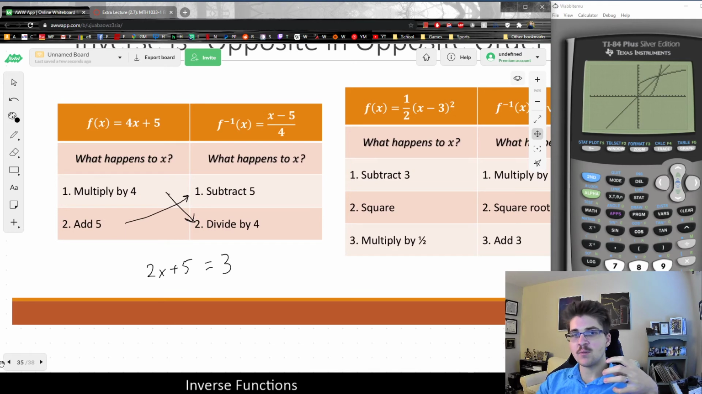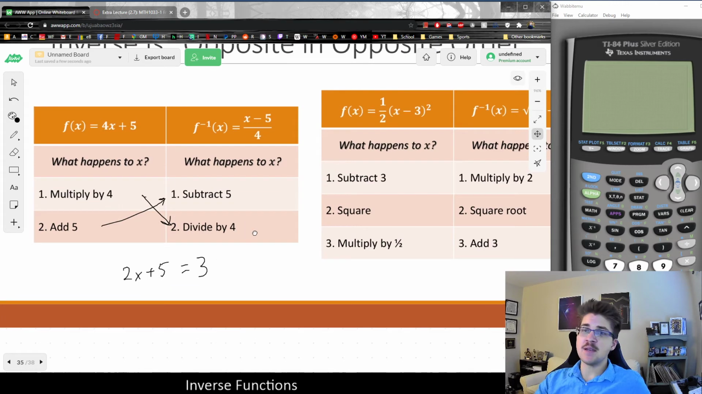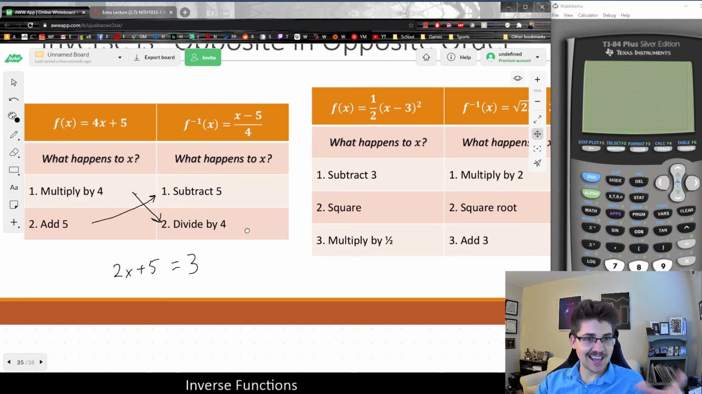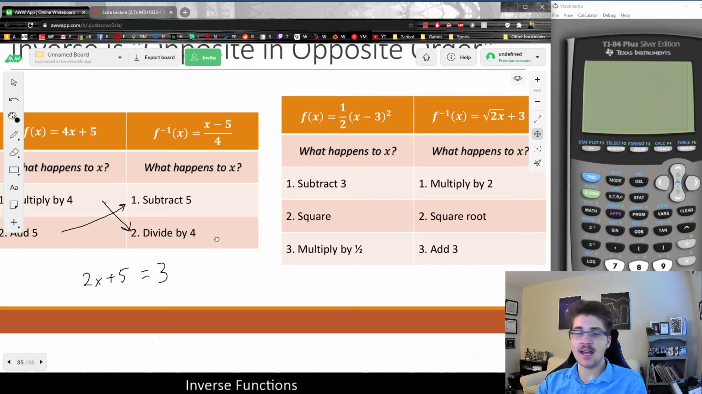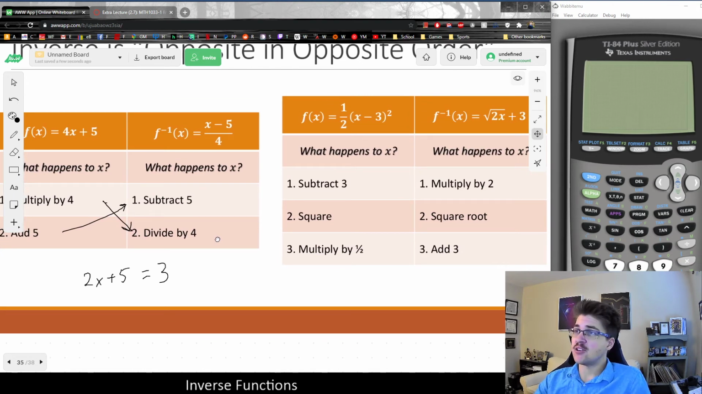And that's why when we are taught to invert a function by changing it to y, swapping them, and then solving, that's why that does what it does. It's because we're trying to reverse engineer what's going to happen. And that's exactly the process of solving an equation, or solving an equation involving x and y for y.